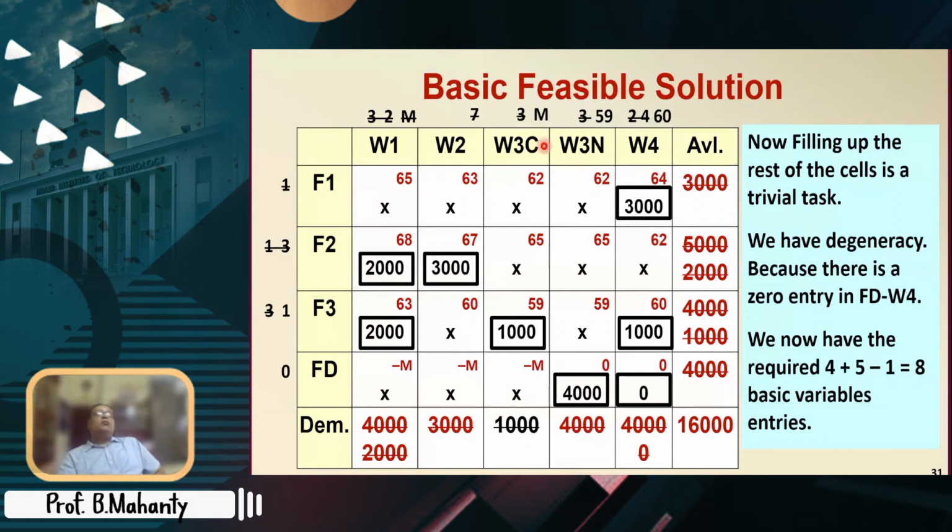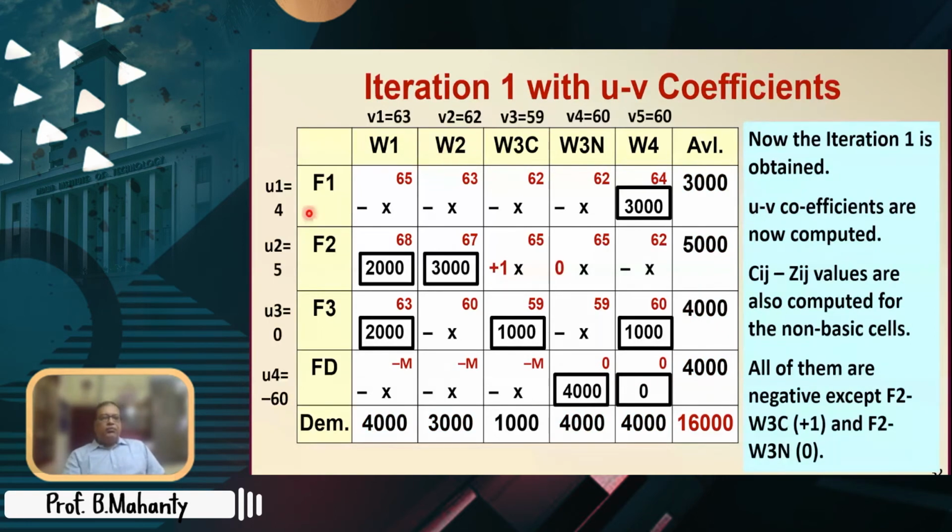So look here, this is our basic feasible solution, and this particular basic feasible solution is having 3000, 2000, 3000, 2000, 1000, 1000, 4000 and 0, and there are 8 basic variables. All right, so next we have to see whether this particular basic feasible solution is optimal or not. Now, how to check optimality? We have to put the UV coefficients, and after putting the UV coefficients, then we have to see the Cij minus Zij value. So we start with this U3 equal to 0.